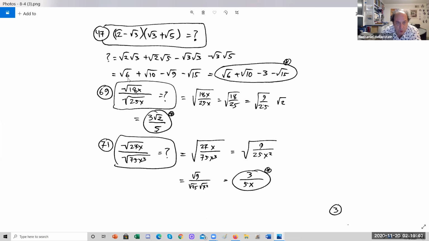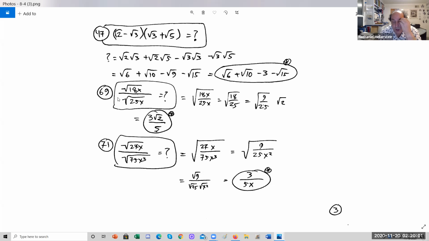Root 2 root 3 is root 6. Root 2 root 5 is root 10. Root 3 root 3 is root 9. Root 3 root 5 is root 15. This root 9 is just a 3. The rest have no square factors, so they stay where they are. You get root 6 plus root 10 minus 3 minus root 15.